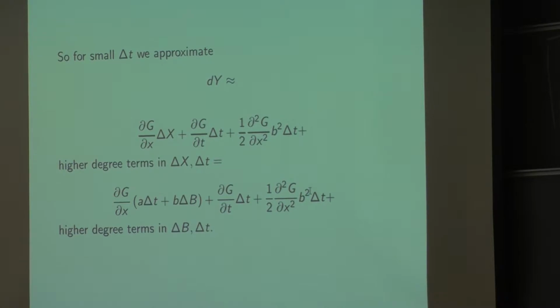So this is what happens when b is a variable, and that is what happens when B is this strange thing, so that dB squared is dt. Okay?